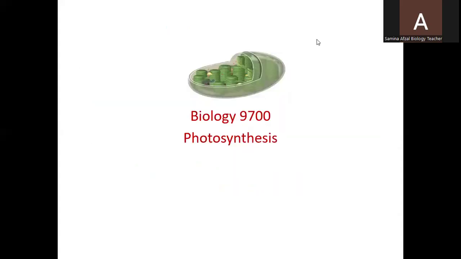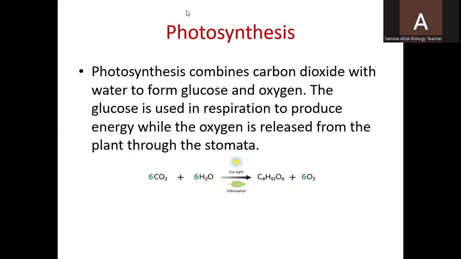A-level biology 9700, and the topic is photosynthesis. Photosynthesis is a process which takes place in plants, and during the process the plants manufacture the food not only for their own use but also for other organisms.